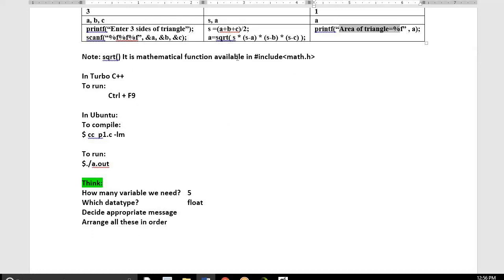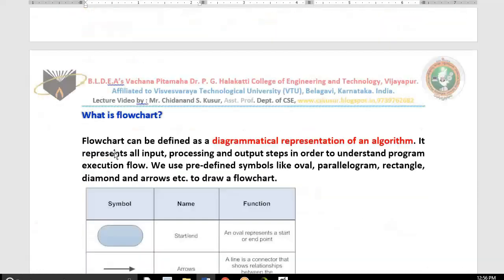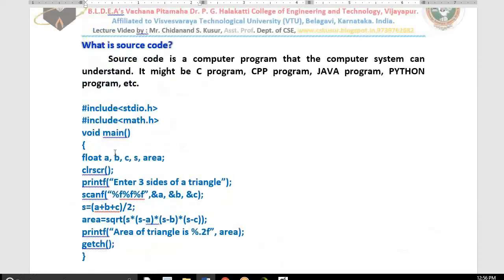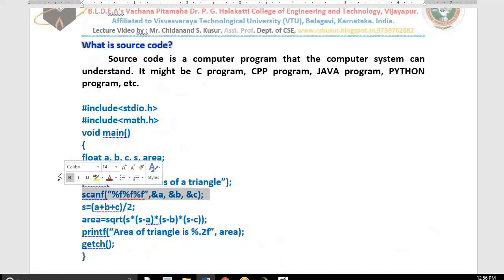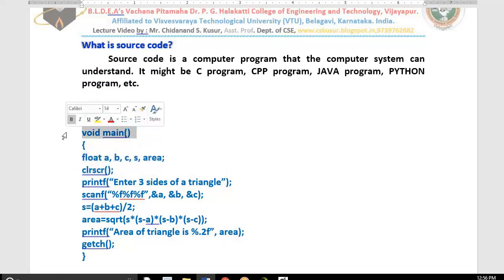Okay. Arrange all these instructions in an order. First these will come, next these will come, at the end this will come. Before these two, you need to allocate the memory. That is what we are doing here. You can see here in the program. I am arranging. First I am reading, next I am calculating, next I am printing. Before reading, I cleared the screen. I defined the variable. Here my main function started. Here my main function completed. Before that, I added standard input and output header file math.h. Okay, no problem at all.